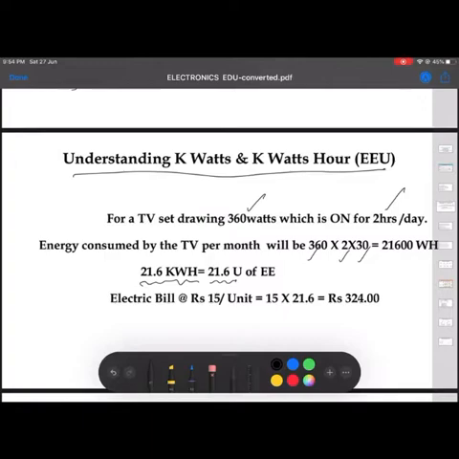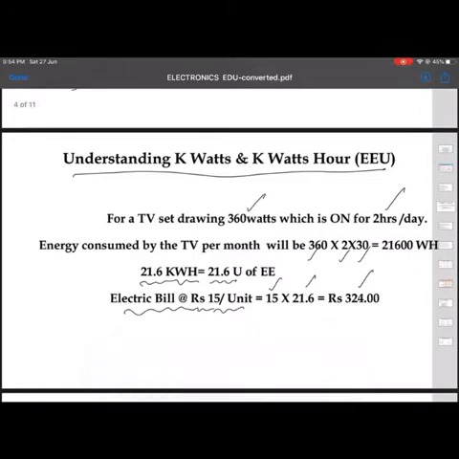There's one example already given previously. This is one more example just to understand it better. Assume the cost of an electrical unit in a given area is 15 rupees per unit, then the bill corresponding to this consumption will be 324 rupees. A simple example of how you probably get the electric bill at your house.